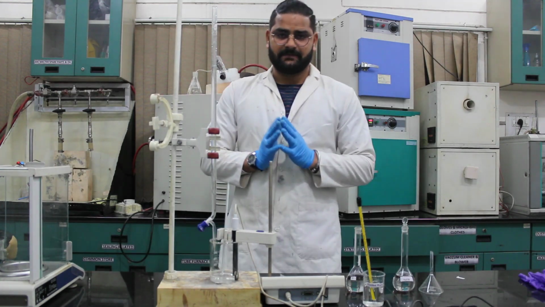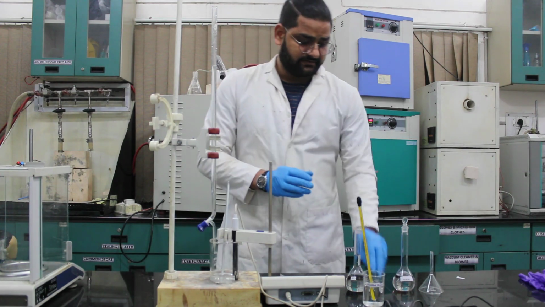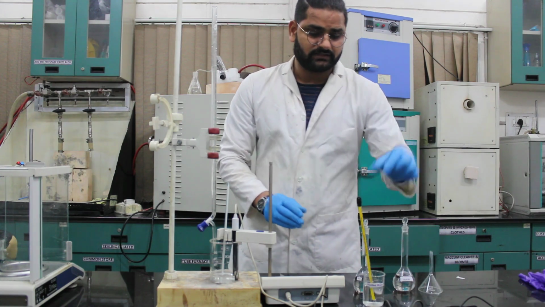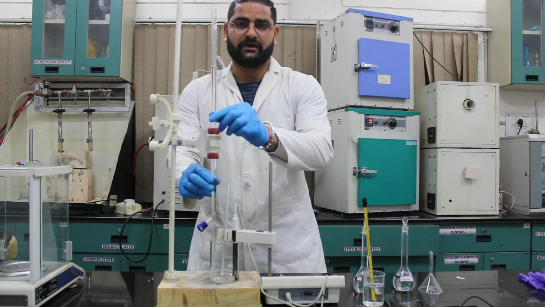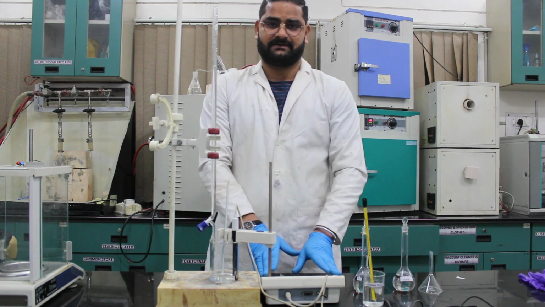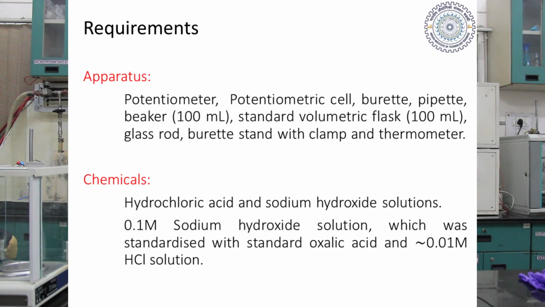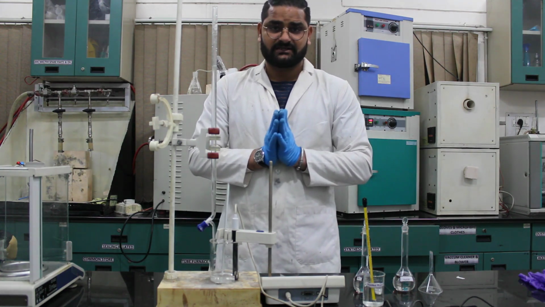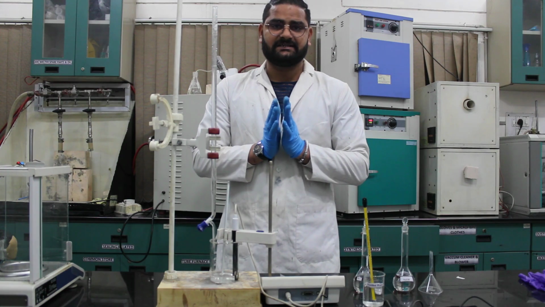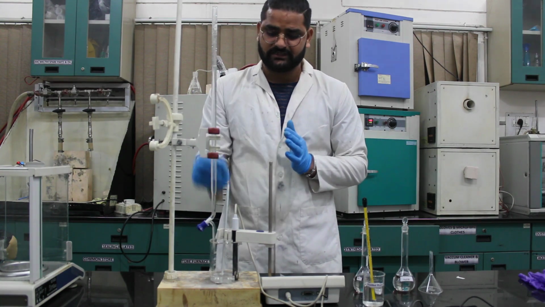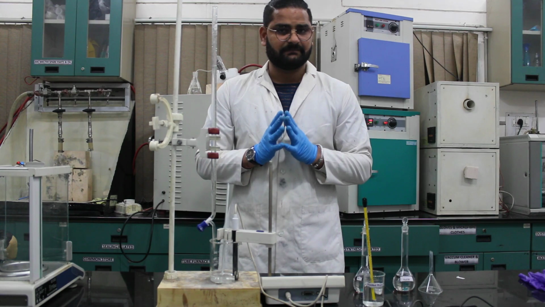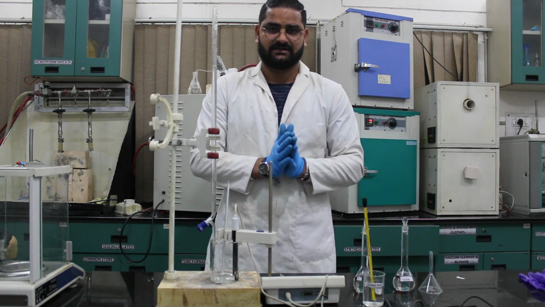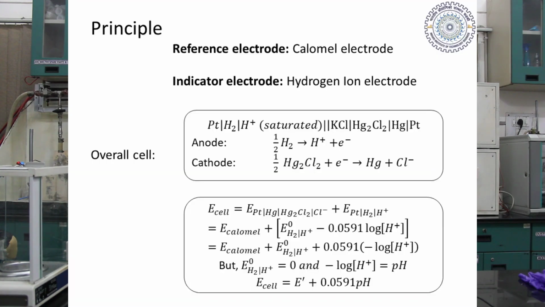So to perform this experiment, we need a volumetric flask, funnel, thermometer, burette, and obviously a potentiometer. As this is the reaction of a strong acid and a strong base, when we add the strong base from the burette to the strong acid, there will be a change in the pH, and consequently a change in the EMF of the solution, as you can see from this equation.